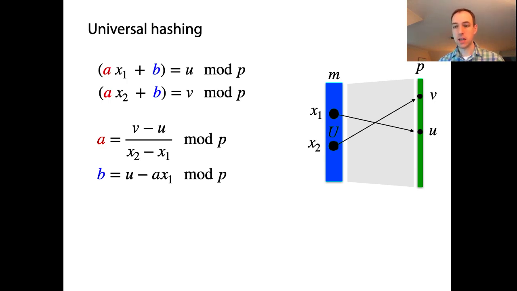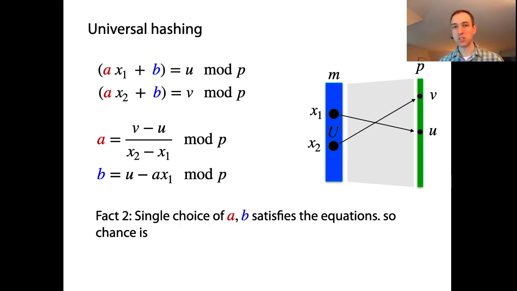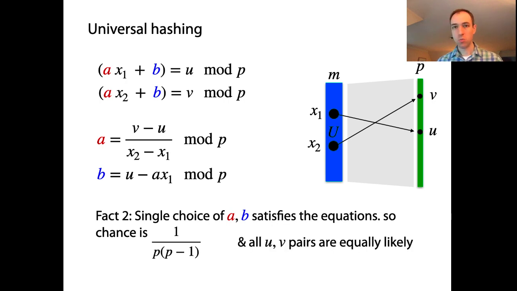But what it means is that there's only a single choice of a and b satisfying the equations, so the chance that we outlined on the previous slide is just 1 in the number of possible choices of a and b. It's just 1 over p times p minus 1. There's only one choice of a and b that satisfy, therefore the chance of this happening is the chance that we pick that a and b, and that's just 1 in the total number of possible choices. And all those UV pairs are equally likely. We yield any given UV pair with this probability.